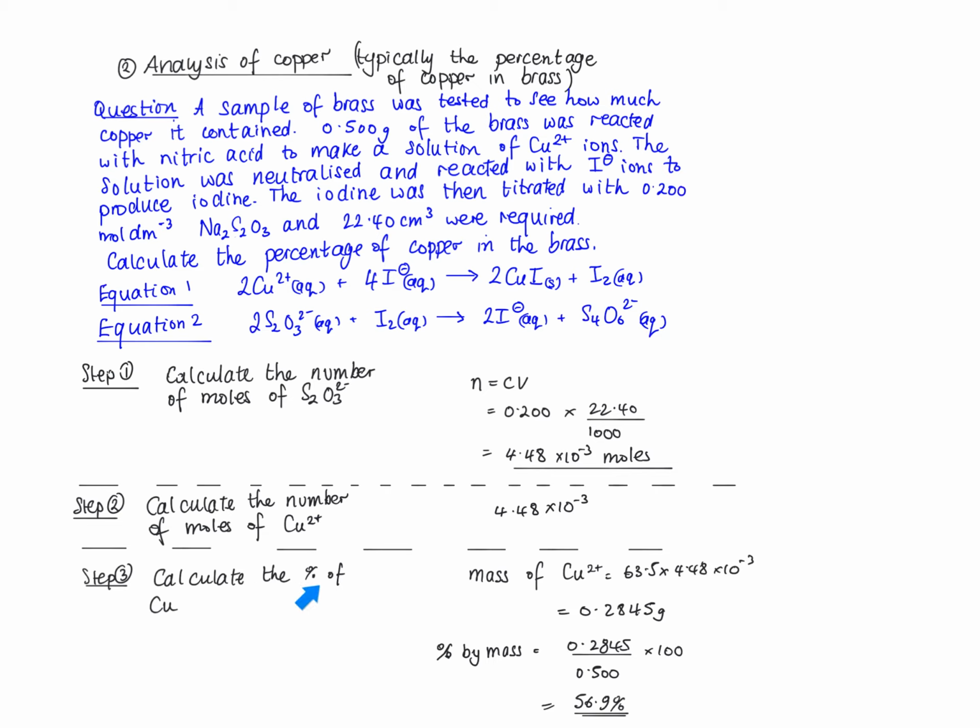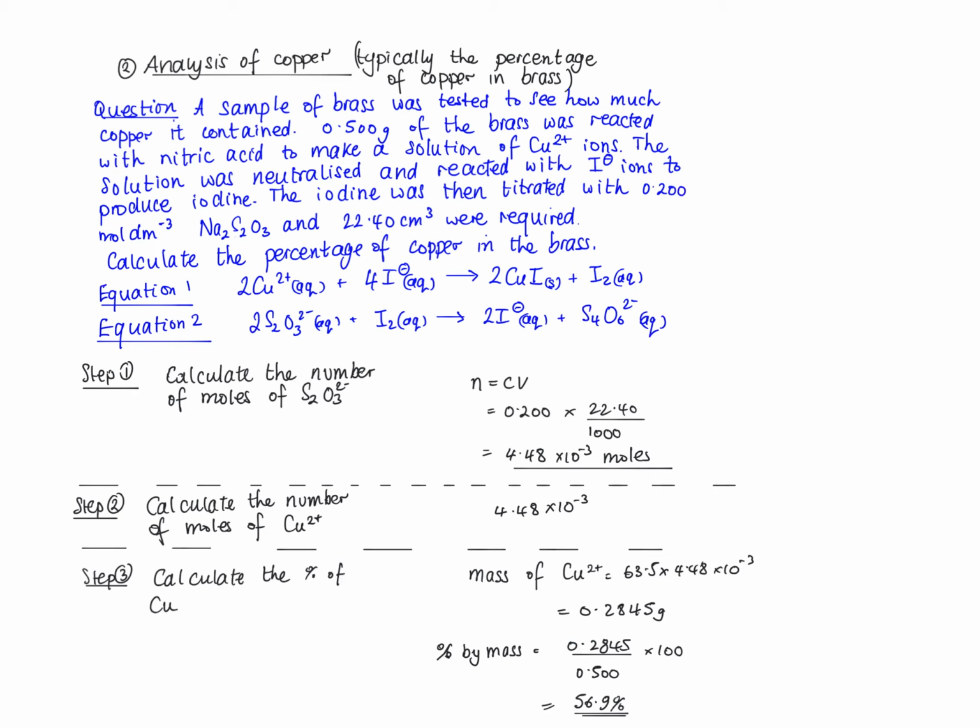Last step, calculate the percentage of the copper that we had. So we can work out the mass of the Cu2+. The mass is the number of moles times the atomic mass of copper. The atomic mass of copper we get from the periodic table is 63.5. The number of moles of Cu2+ we had is 4.48 times 10 to the minus 3. Times those two together, and we get 0.245 grams.